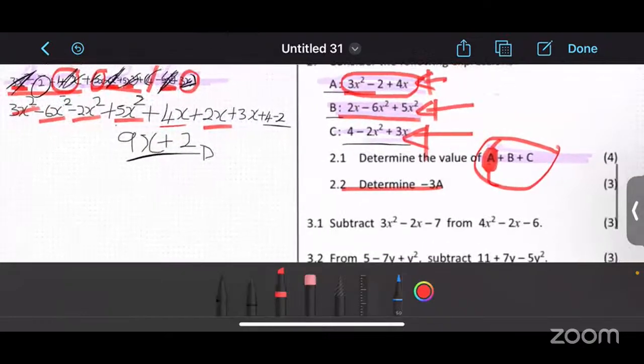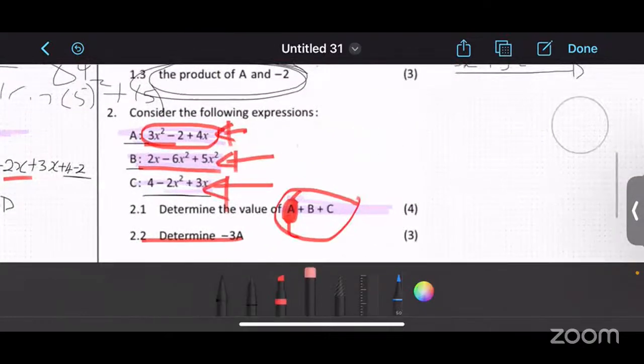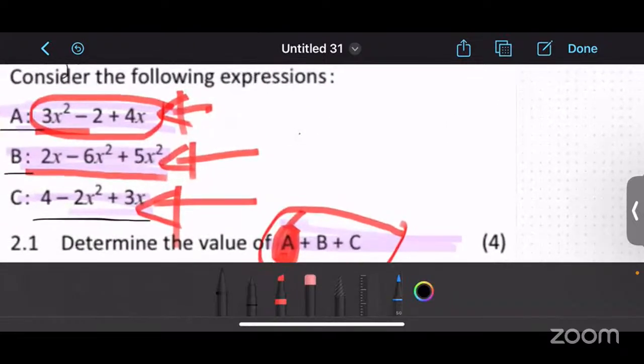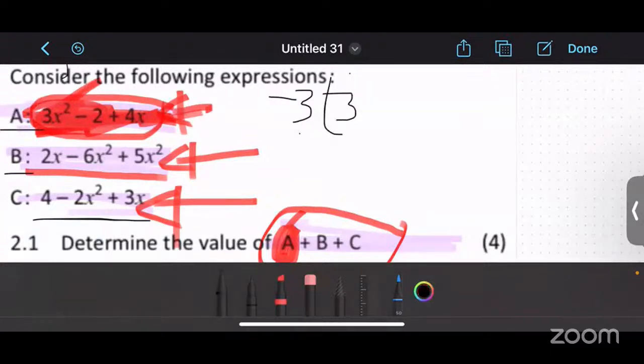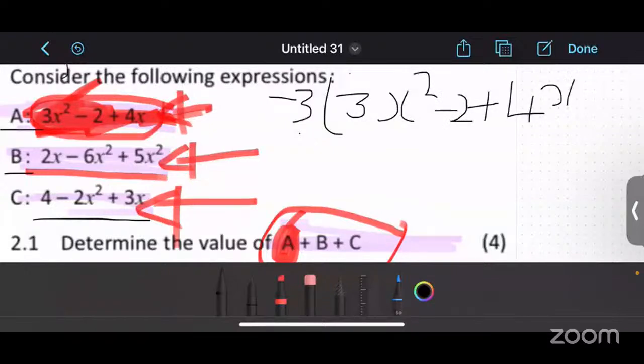So when they say minus 3a like that, the first thing we're going to do is replace the a with the expression that we have for a. So it's minus 3a. Let me write it over here. So it's minus 3, and then this is my a, okay? So that means I'm going to replace my a with 3x squared minus 2 plus 4x.